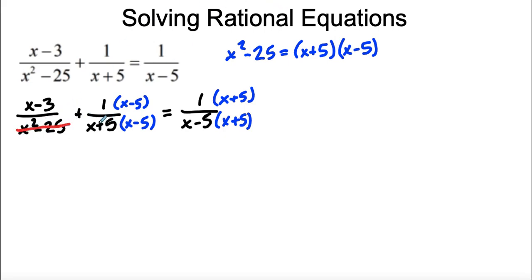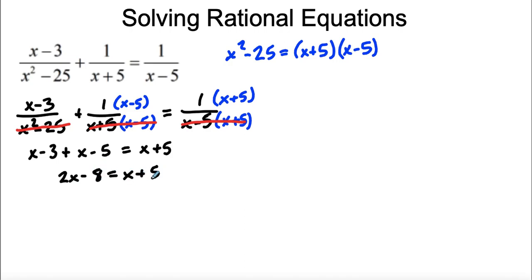Now we're just going to solve for the numerator because they are now all the same. So I can now rewrite this as x minus 3. Well, 1 times x minus 5 is just x minus 5, right? And then that is equal to 1 times x plus 5. Since it's times 1, it's pretty easy. Now we're just going to combine terms. We got 2x minus 8, and then we have x plus 5.